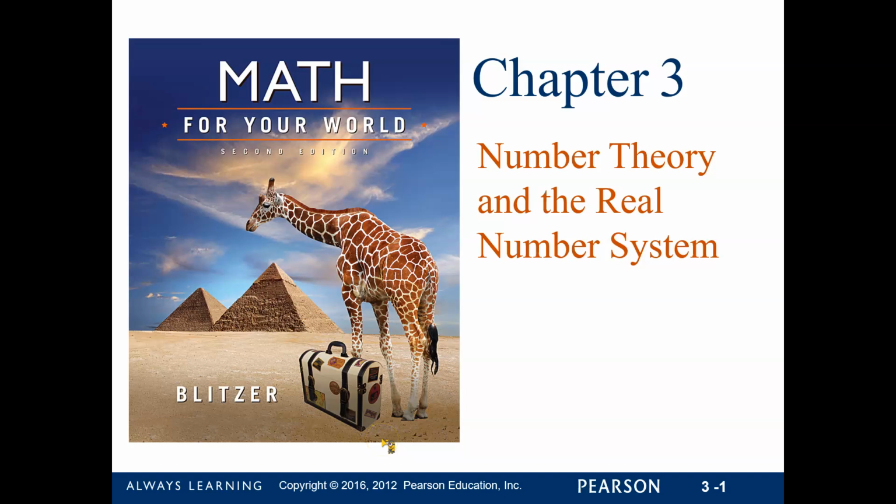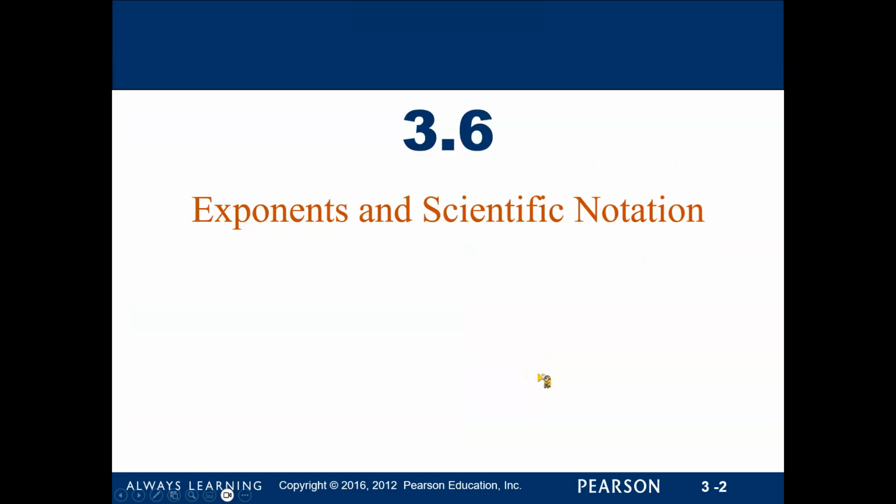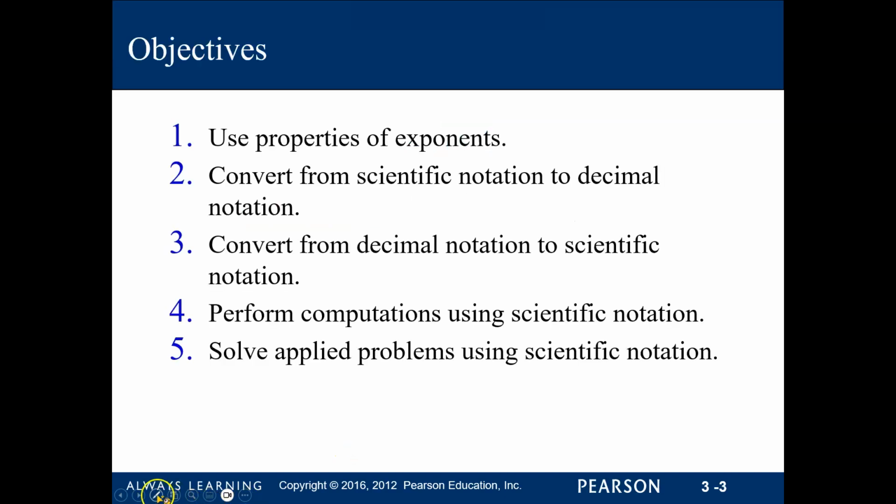Hi everyone. So we are now continuing with the next lesson for chapter 3, number theory and the real number system. And this time we will be talking about exponents and scientific notation. For this particular topic, we will be converting using properties of exponents, converting scientific notation to decimal notation, and vice versa. We'll be computing some scientific notation and of course solving applied problems using scientific notation.